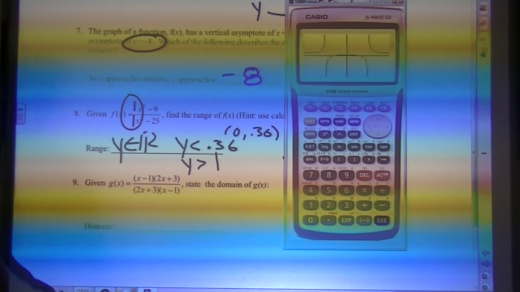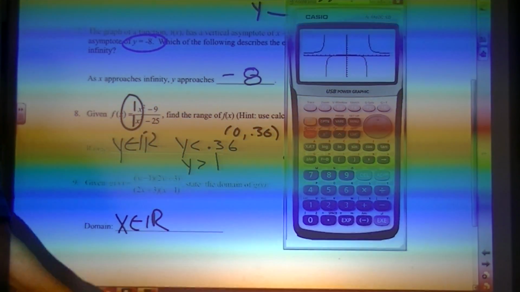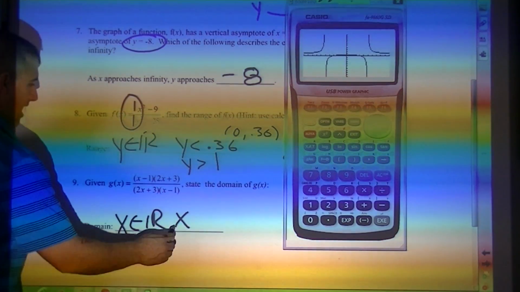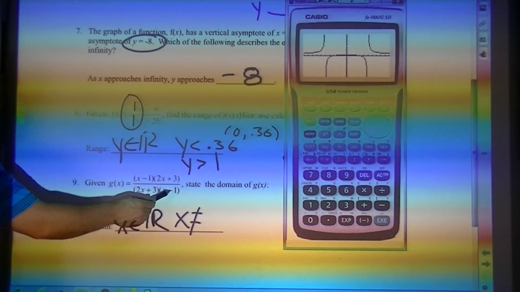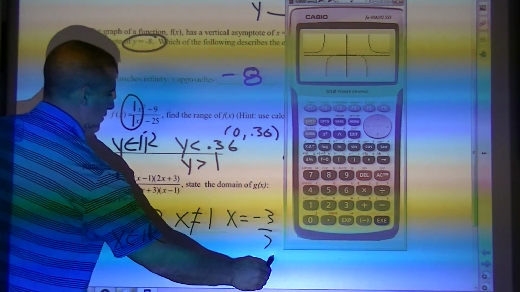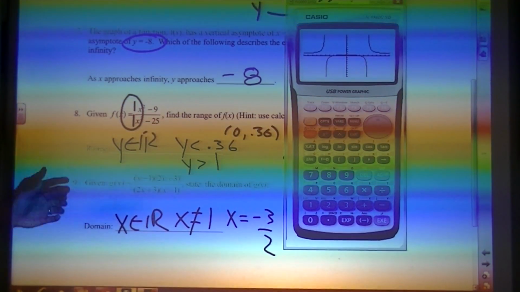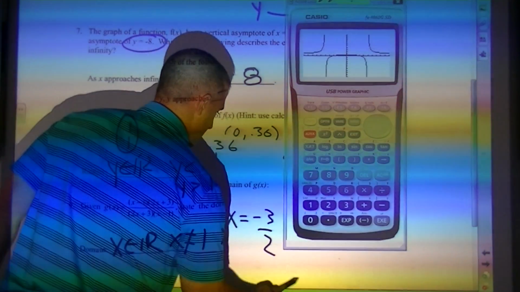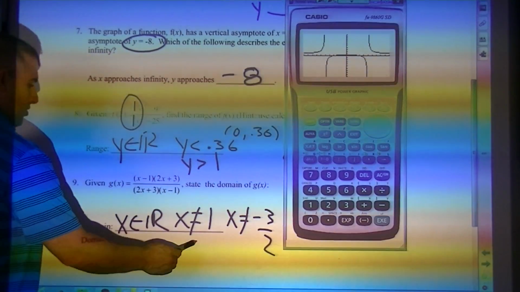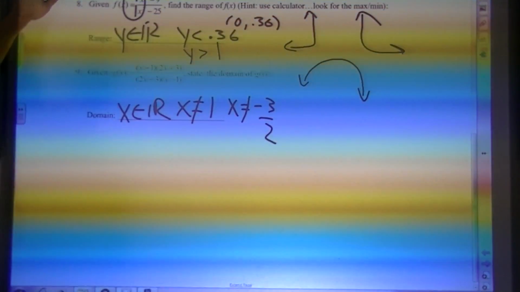All right, find the domain. Here's the idea of the domain. The domain is going to be all real numbers, okay? Except, x can't equal my restrictions. So 1 and negative 3 over 2. Whatever's in the denominator, you can't equal those numbers, those solutions, all right? That's it on that page.